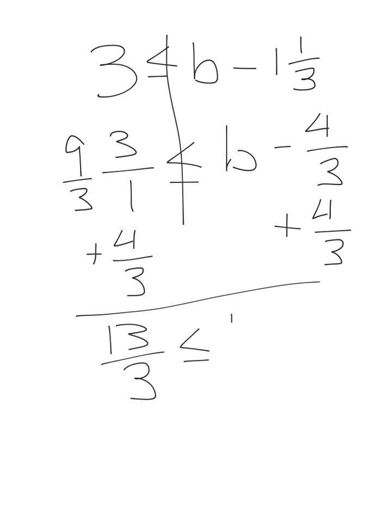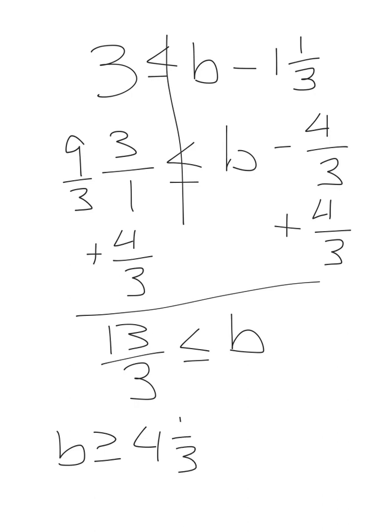Now, notice that I had to keep my b on the right. My b started on the right. It's going to stay on the right. If you want to, you can flip this around because it does say to graph your solution on a number line when you're done. So if I flip this around, if 13/3 is less than b, then that means that b is greater than or equal to, if I change this into a mixed number, 4 1/3.